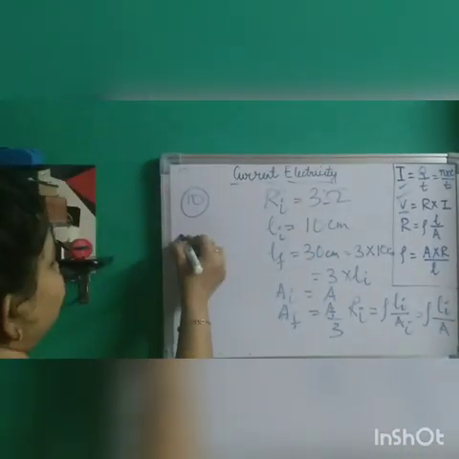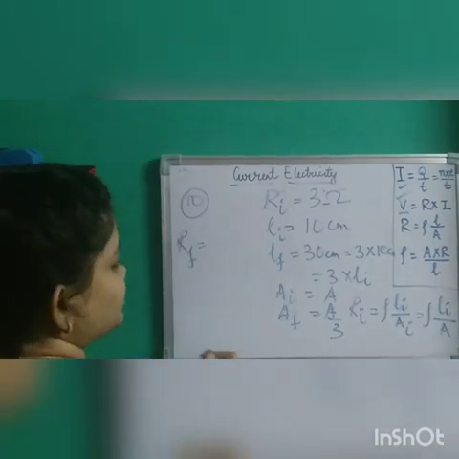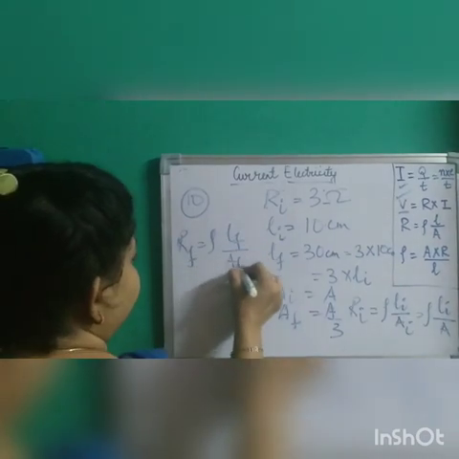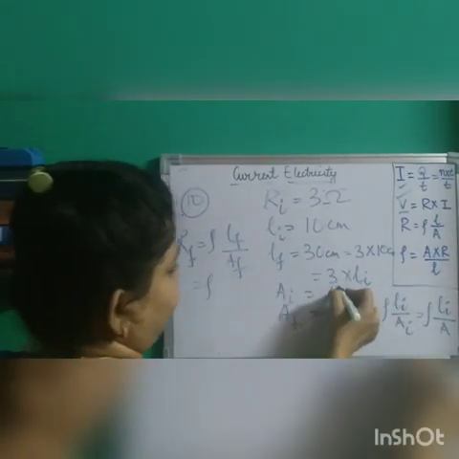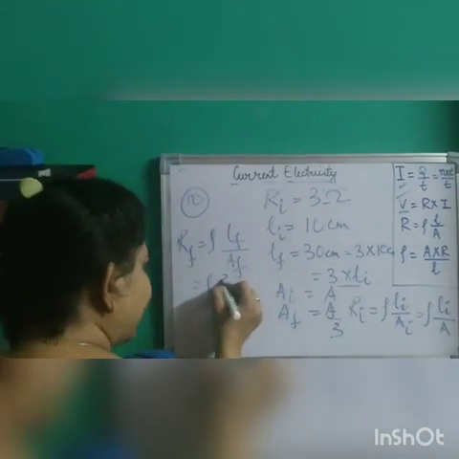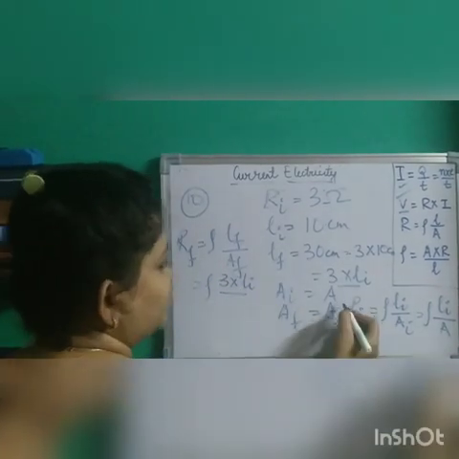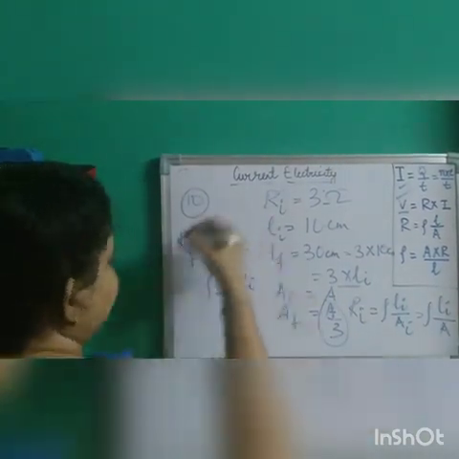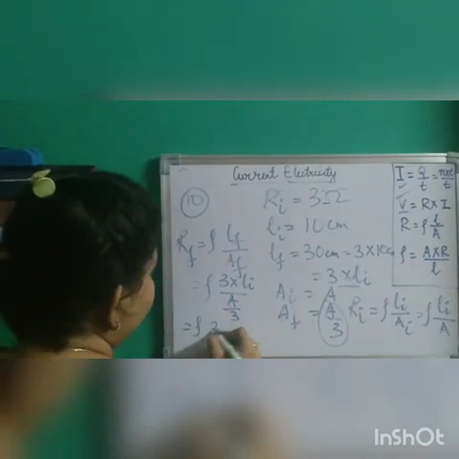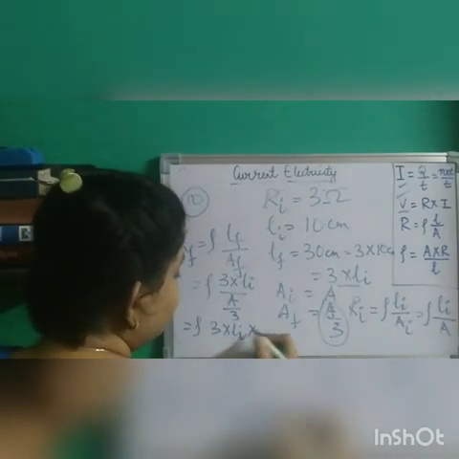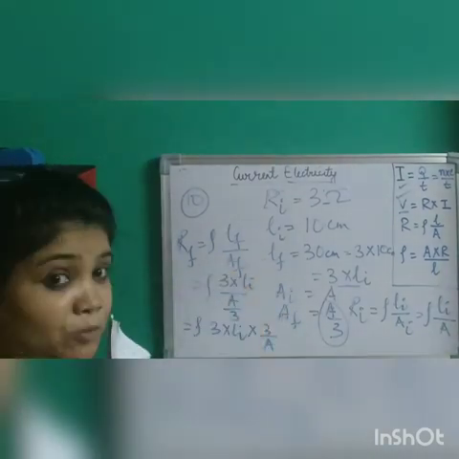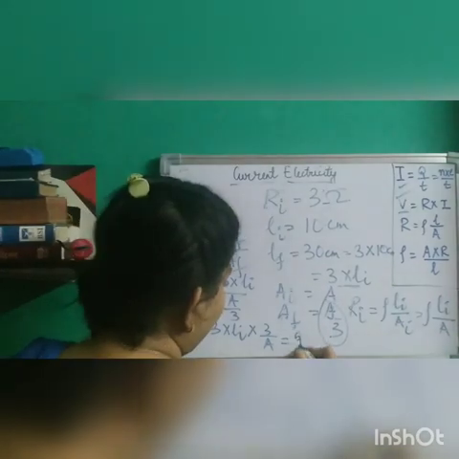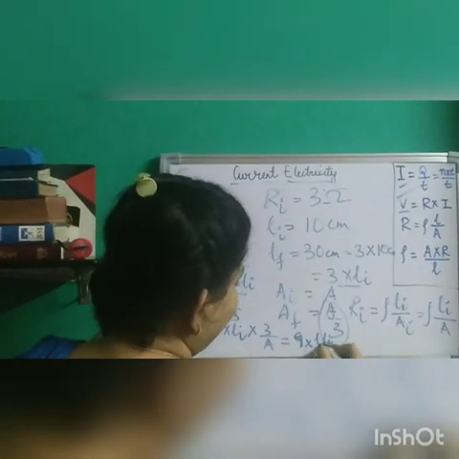Let us find out the final resistance Rf. Final resistance will be equal to rho Lf by Af. Now look, what is Lf? Lf is nothing but 3 into Li. Let me write it as 3 into Li. And what is Af? It is A by 3. So let us write it as A by 3. Let us multiply it. So it becomes rho 3 into Li into 3 by A, because it becomes reciprocal when A by 3 goes up. So what we are getting? 9 into rho Li by A.